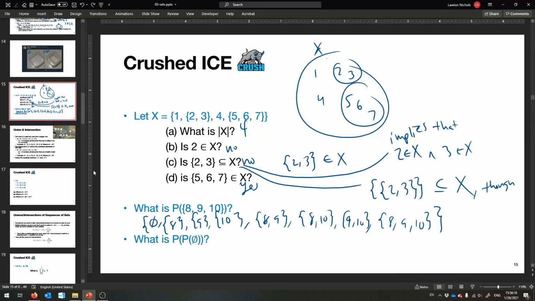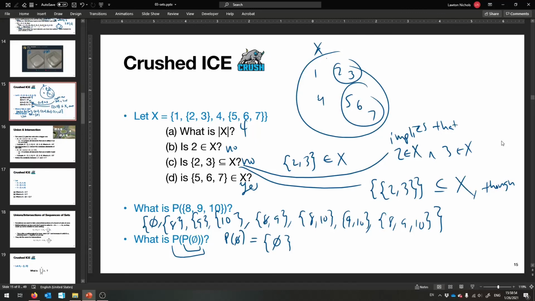So let us work on this from the inside out. Let's first do the power set of the empty set, and then we'll do the power set of the power set of the empty set. So the power set of the empty set is all the possible subsets of the empty set, but there are no subsets other than nothing.